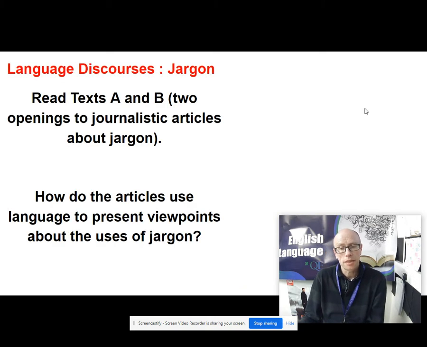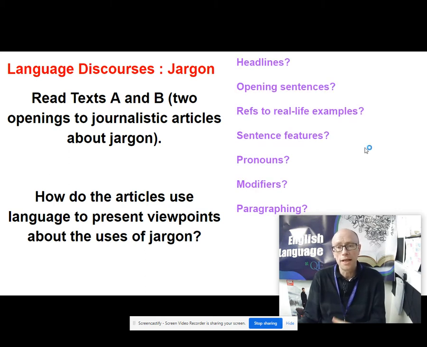Okay, so in the next slides, I'm going to show you the beginnings of two articles which are about a language occupational topic, jargon. So you're going to read these openings and you're going to be thinking about, well, how do the articles use language to present viewpoints about the uses of jargon? Now, here's a kind of checklist, and this is not exclusive. There are other things perhaps you need to think about, but these are some of the most common areas that you need to be picking apart in these openings.